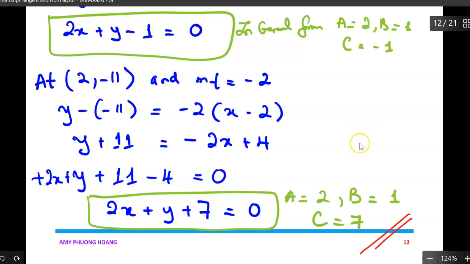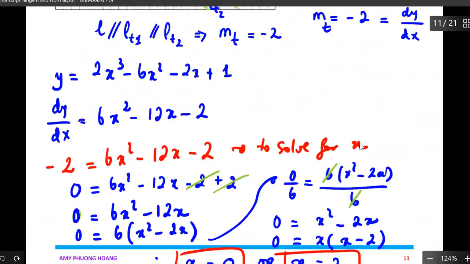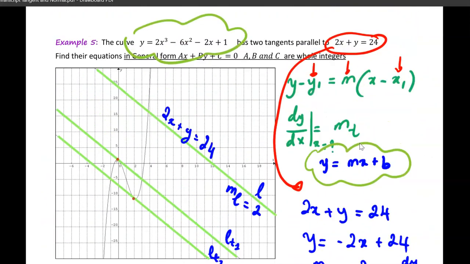All right, so let me go back and recap what we have done. This particular example asks us to find the equation in general form of two lines. They are parallel to each other. They are also the tangent lines for this function. And they give us another line to work with. They give us the equation for this line, and they say this line is parallel with the two tangent lines.